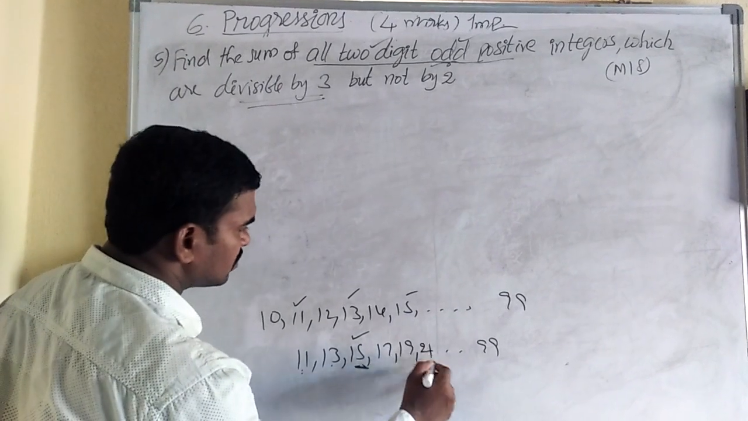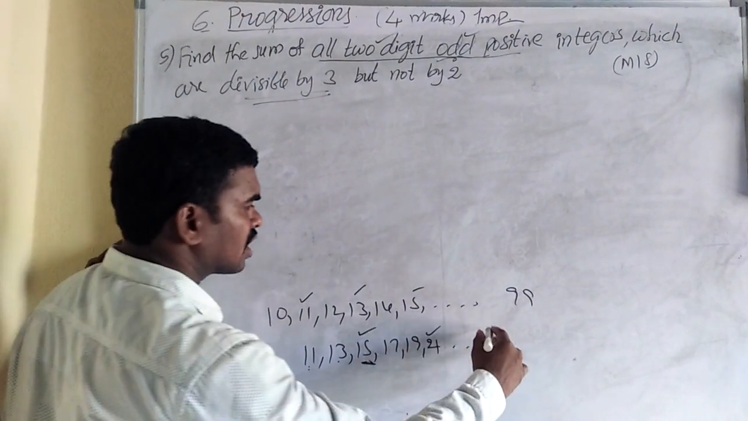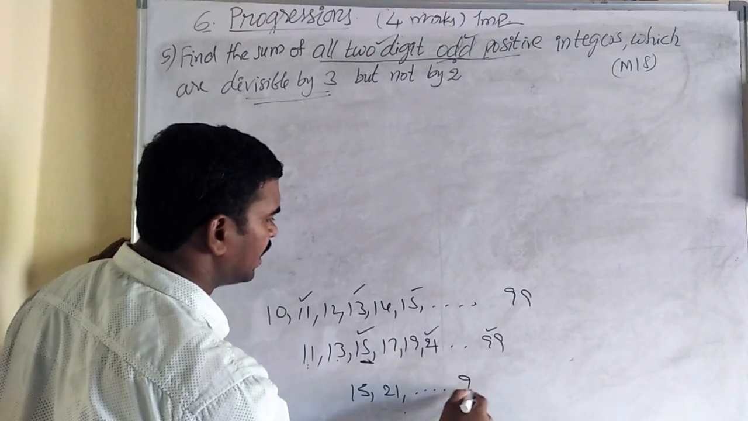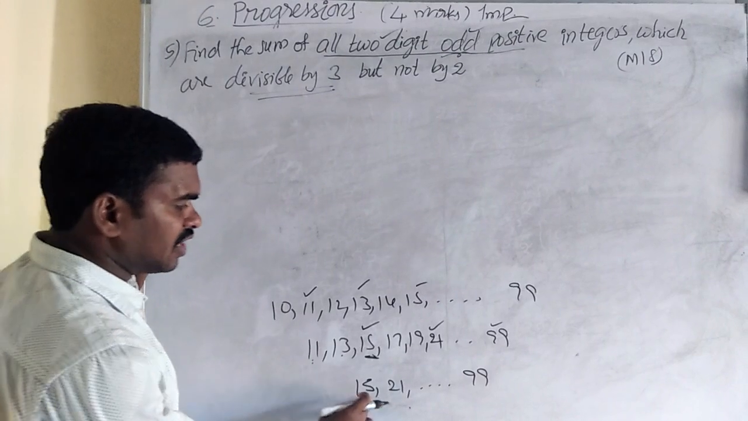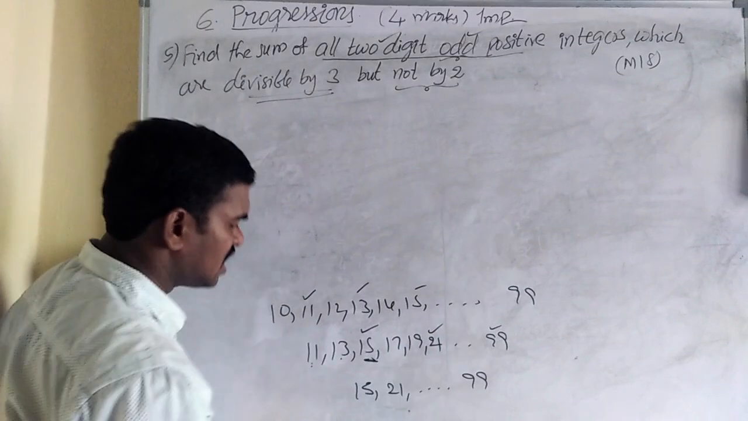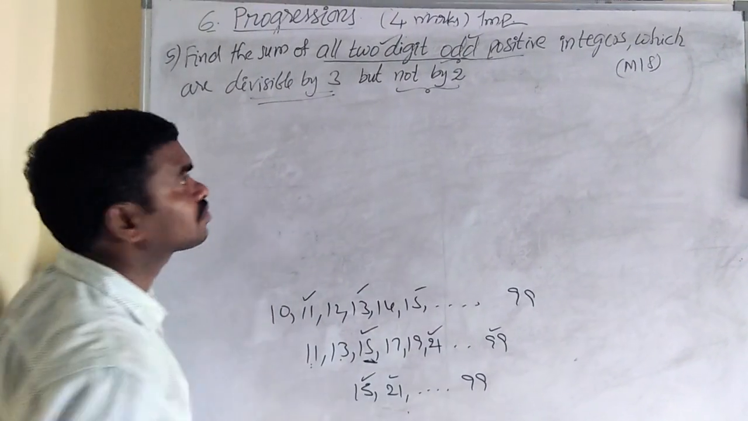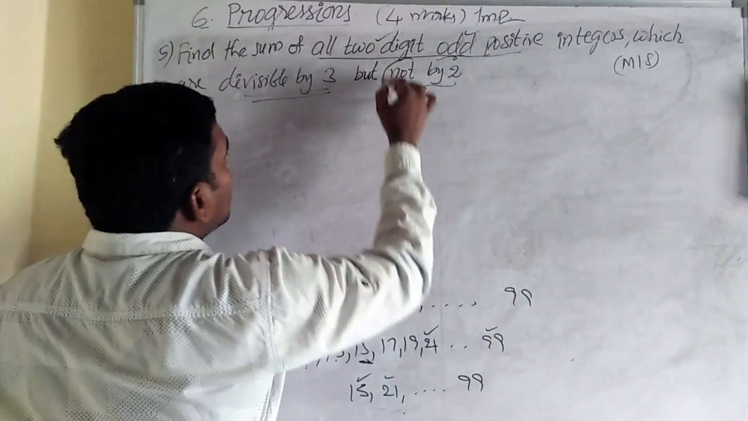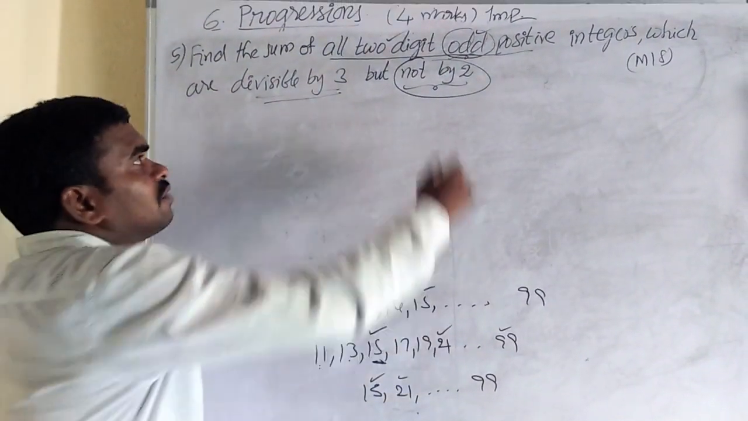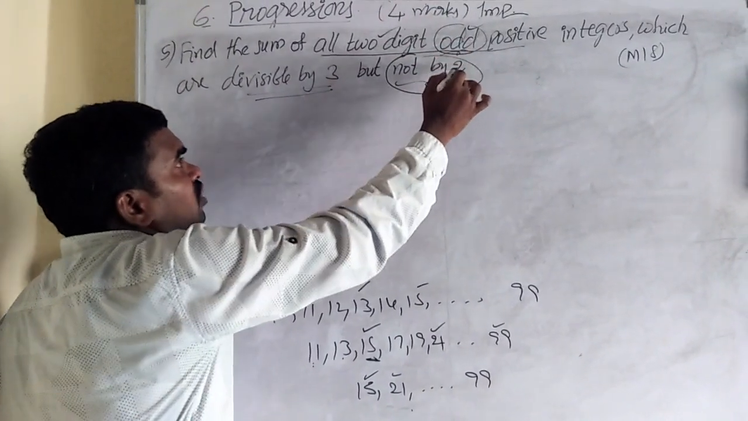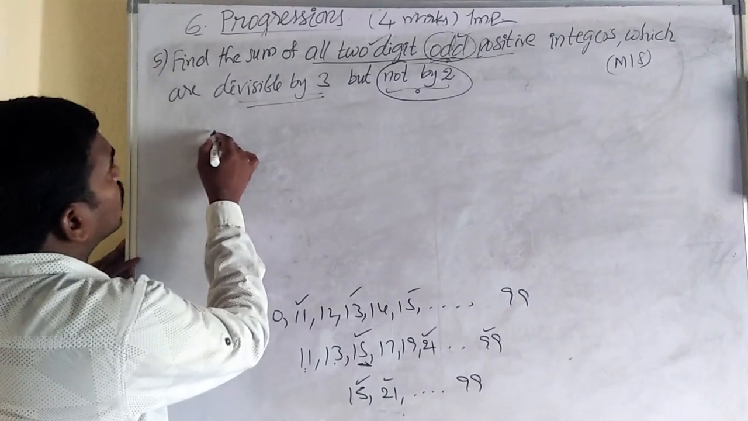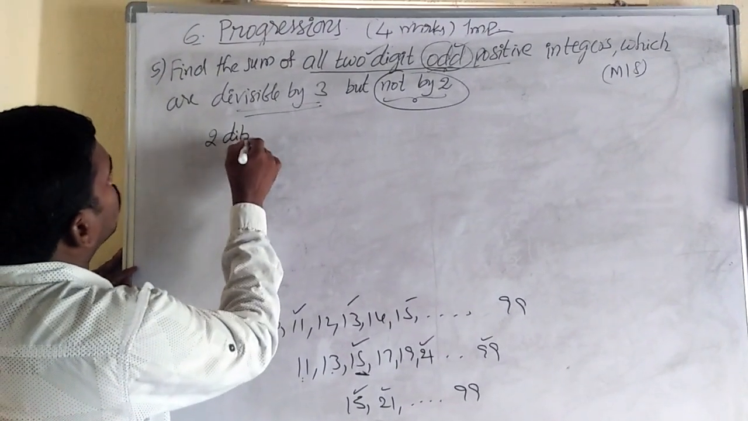Next, 21 also. Next, 99 also. So 15, 21, and so on up to 99. These are divisible by 3. Is any number not divisible by 2? Yes, it is not divisible by 2. So here the statements "not divisible by 2" and "odd" have the same meaning, because every odd number is not divisible by 2. So don't confuse them.